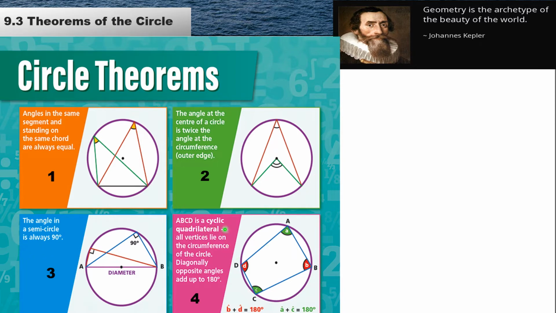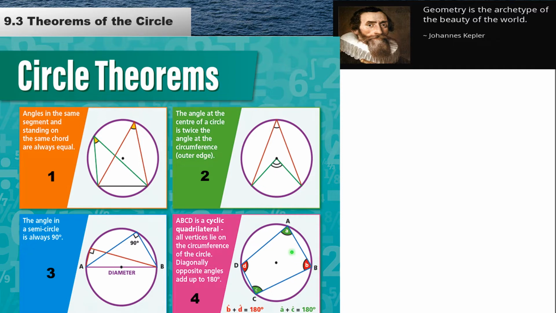ABCD is a cyclic quadrilateral, right? A cyclic quadrilateral is a quadrilateral or 4-sided shape where each point touches the circumference. So please note that the points of the quadrilateral must touch the circumference, okay? So here we have A, D, C, B, right? Those points are touching the circumference.